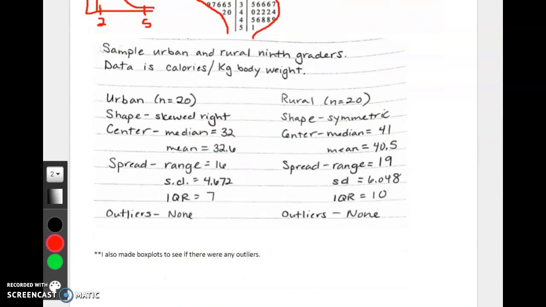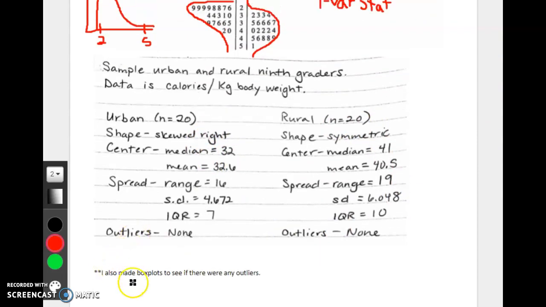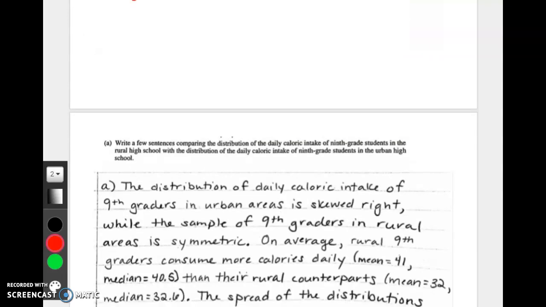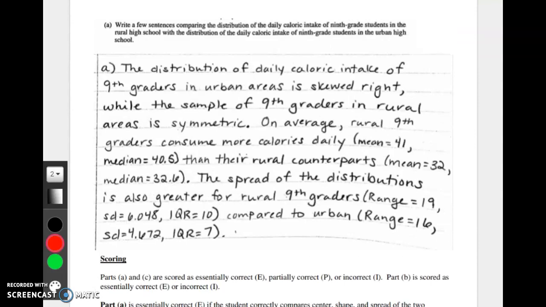Even outliers. I made box plots of each of these. I opened a data statistics page. I made box plots. Neither had outliers. So I used all of this information when I come down to my solution. And my solution's a little extra, and I'll show you that when I go to the scoring key.